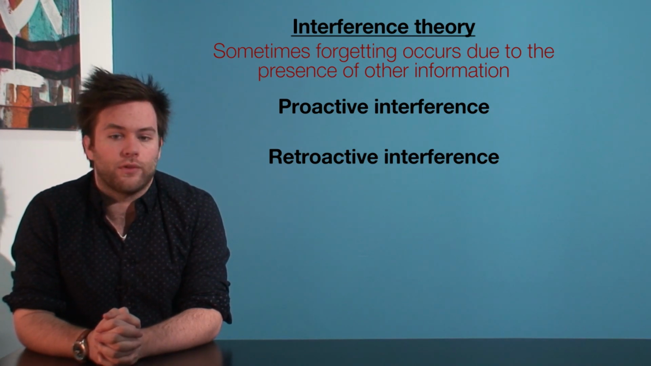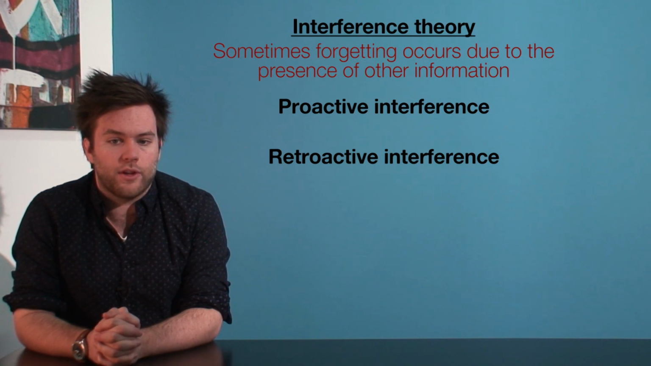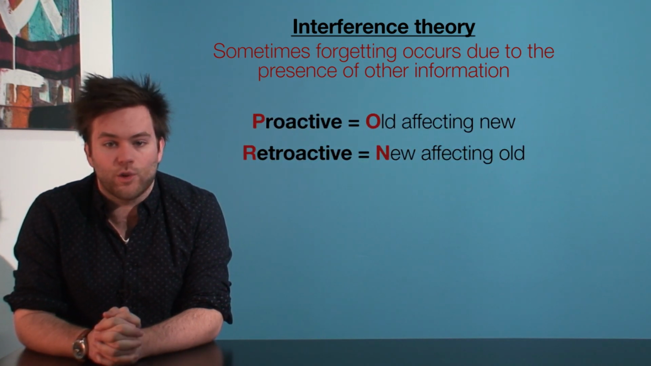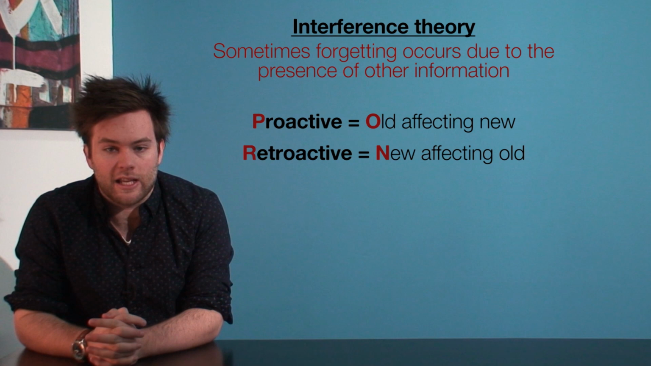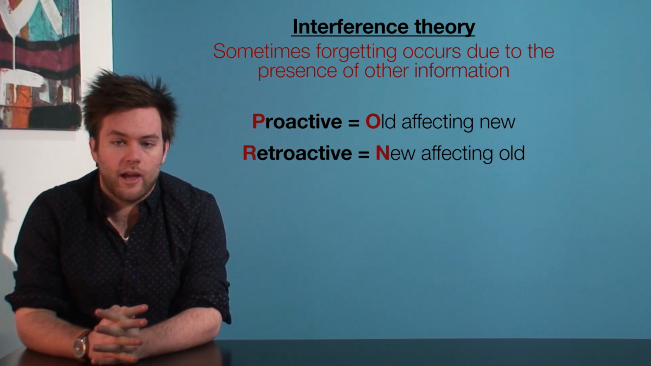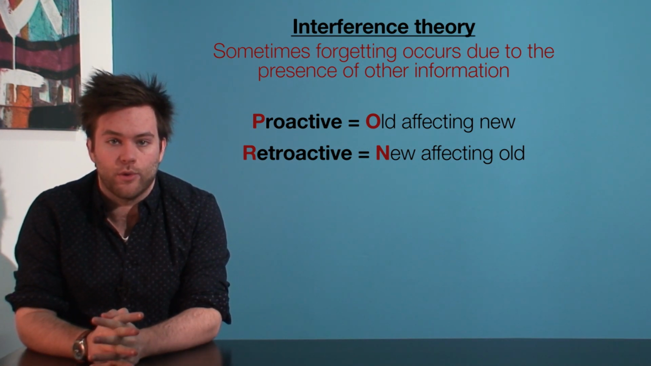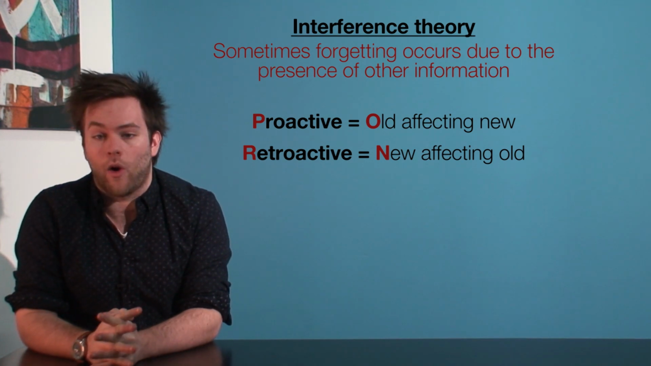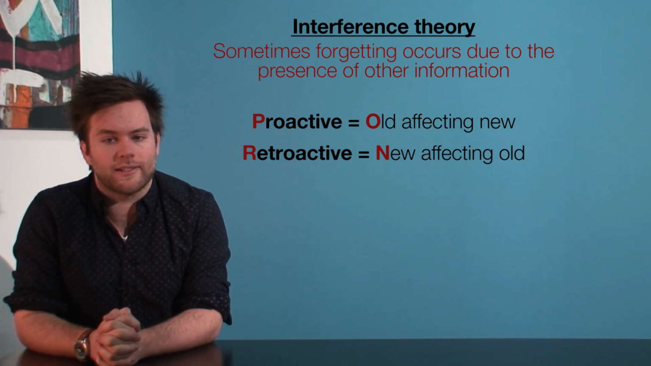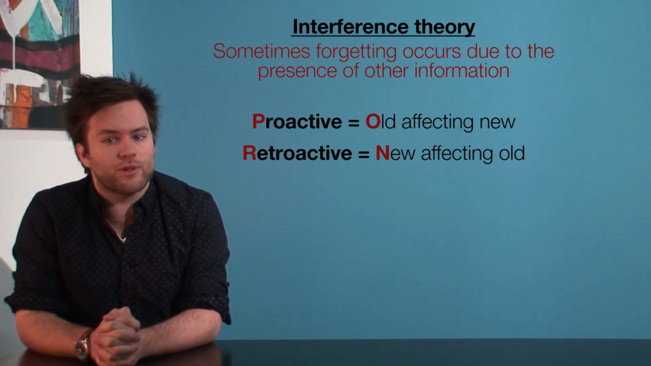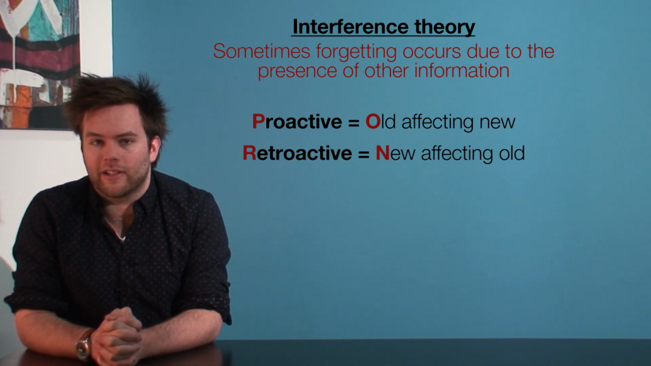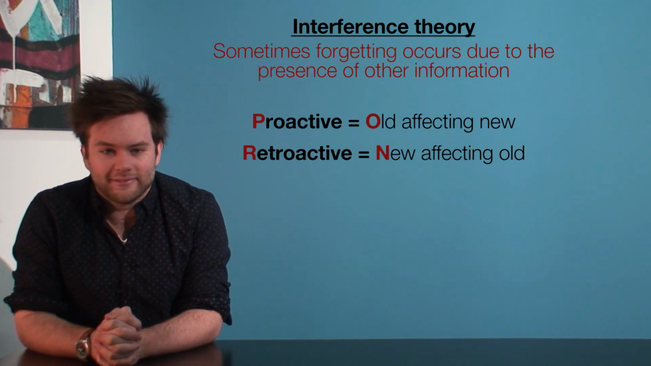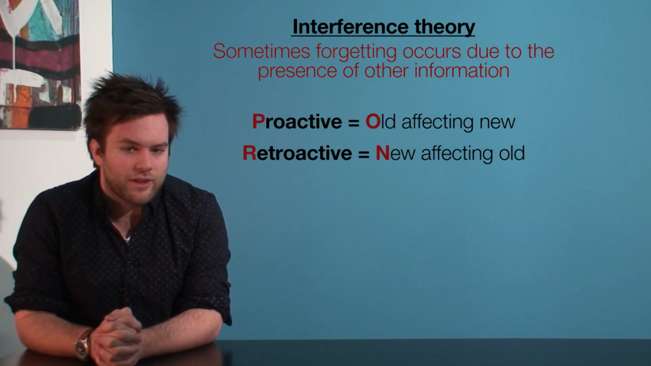These two types are often confused, so we can remember the mnemonic device PAWN to aid us. Proactive equals old affecting new, and retroactive equals new affecting old. Now, I probably wouldn't go so far as to start writing PAWN all over my books, but I find it a pretty effective revision tool. How about an example of each then?